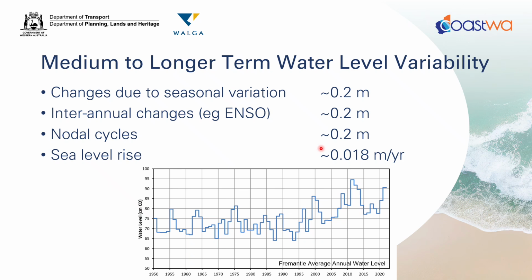The last point that we've put down there is just sea level rise. So this plot down the bottom is basically the average annual water level recorded at Fremantle over the period where the data is reasonably reliable, and you can see that it tracked from the 1950s through to around the 1990s at a reasonably consistent level, but since that time it has increased. So the average rate of increase shown in that data is around 0.018 metres per year, but we will also discuss this on future slides as well.